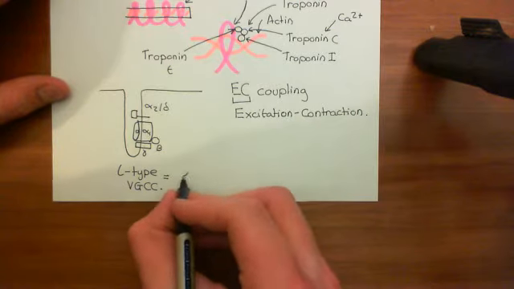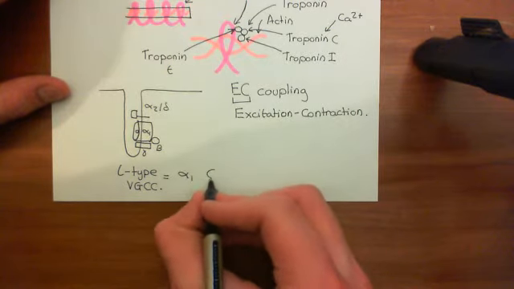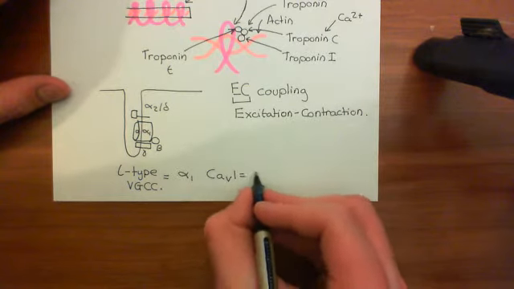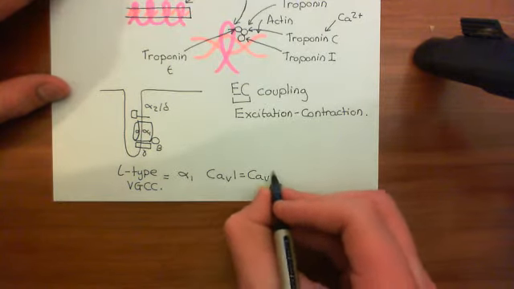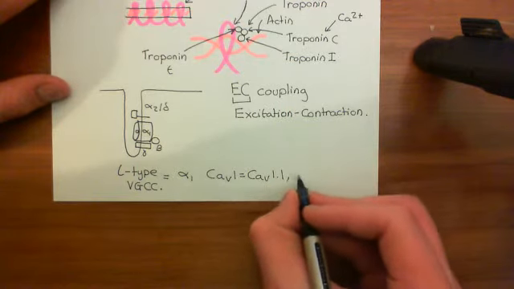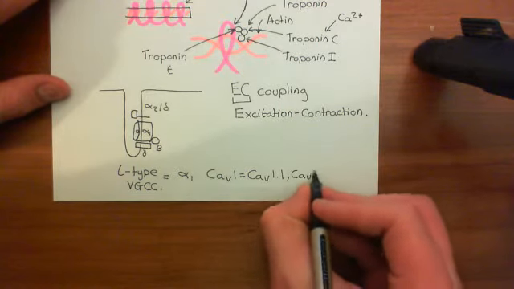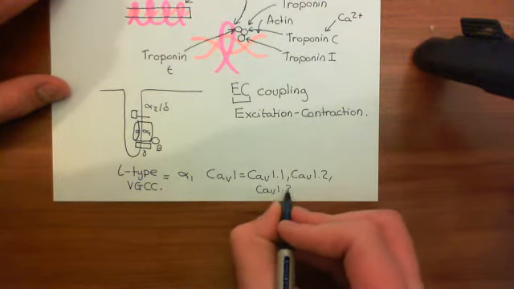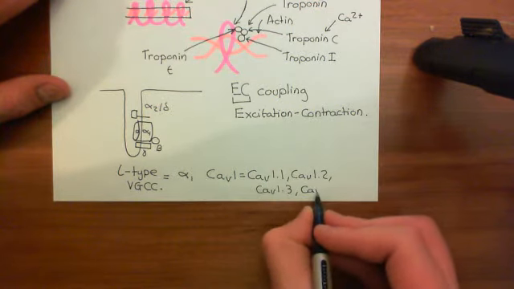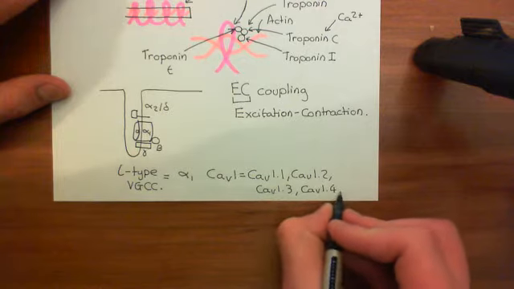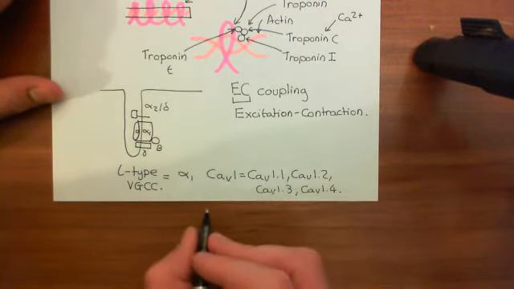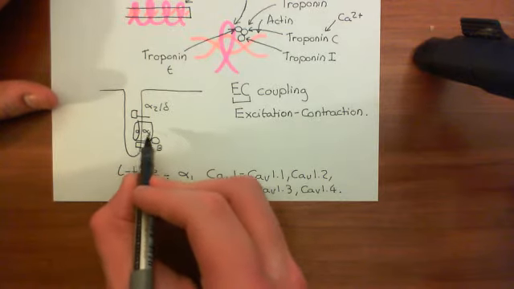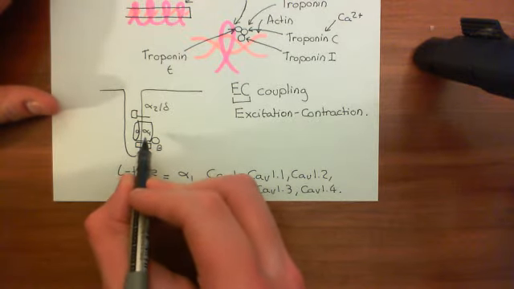That means that the alpha-1 subunit is within that family of CAV1, okay, and there were 4 members within that family. There was CAV 1.1, CAV 1.2, CAV 1.3, and then all the way up to CAV 1.4. Okay, so if you use one of those alpha-1 subunits, then you are considered an L-type voltage-gated calcium channel. So these voltage-gated calcium channels are going to be L-type.